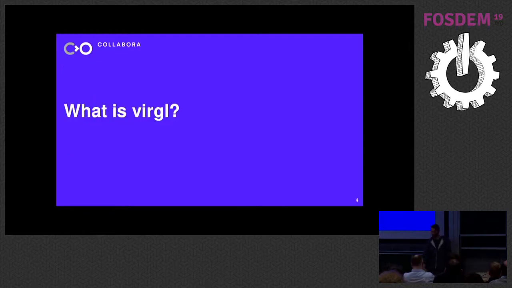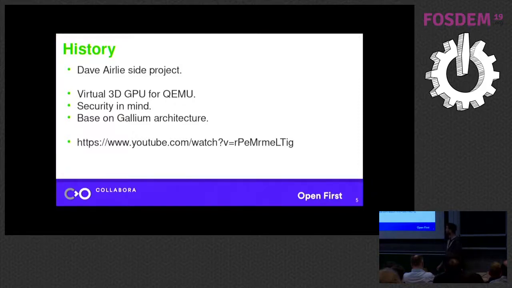So what is Virgl? It's a project started 6 or 7 years ago by Dave. It's about virtual GPU for QEMU. We have more security using emulation instead of going pass-through and having access to your hardware. So now we have a layer for the security. Also, it's based on Gallium, a framework in Mesa for creating drivers. If you want to know more about the history, here is the link from the first presentation of Dave about Virgl.